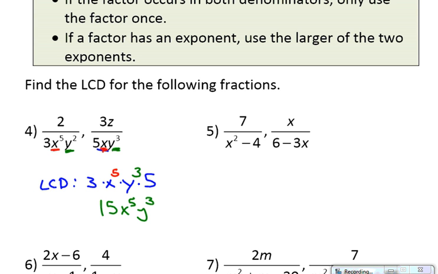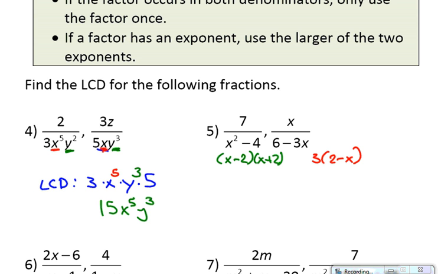Number 5 looks a little different. This time I have binomials, and when I have a binomial, I need to first factor it. So this will factor into x minus 2, x plus 2. And my second one will factor into, I'm going to take out a 3. That'll factor into 2 minus x.